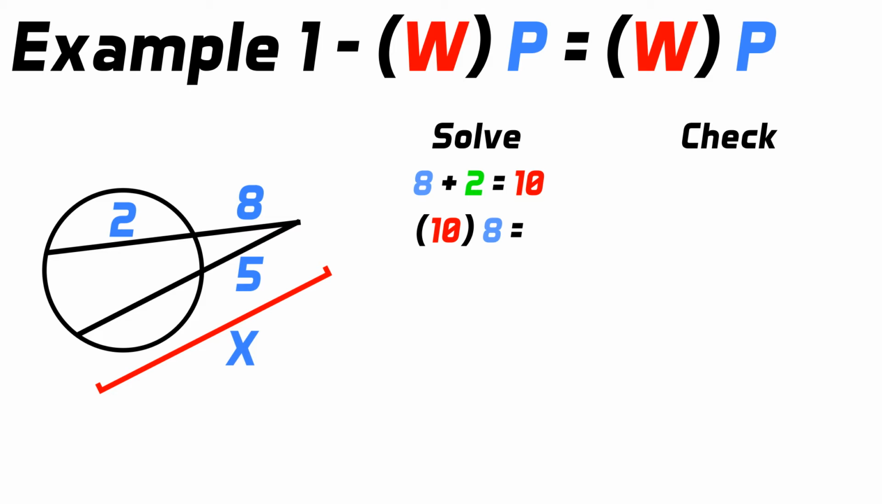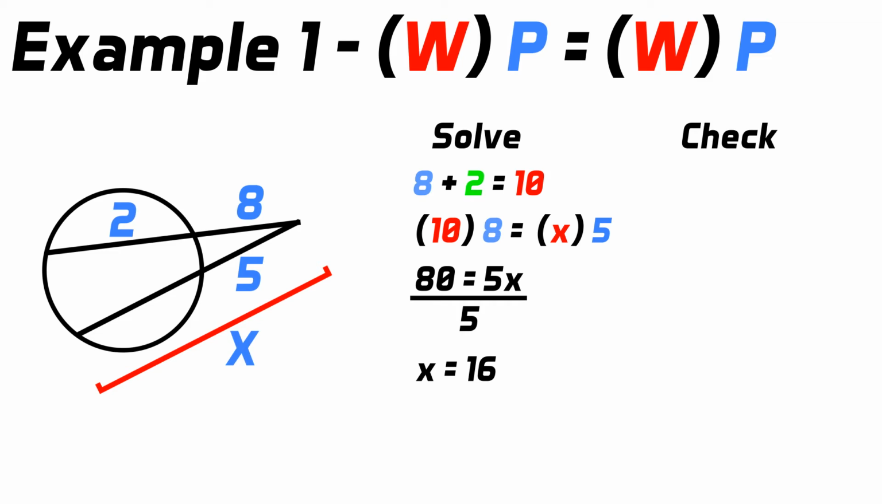Then on the bottom line, your outside part is 5, but your whole is x, what you're trying to discover. So the whole is going to be x, and the outside part is going to be 5. You're going to simplify it down to 80 equals 5x, divide that by 5, and you get x equals 16.